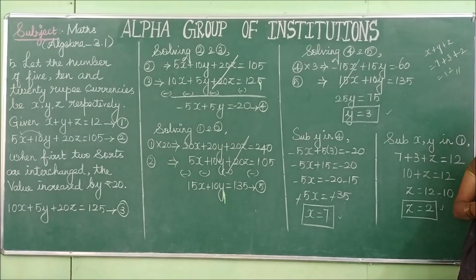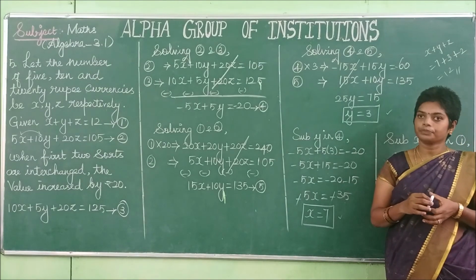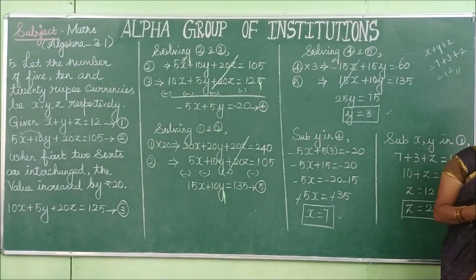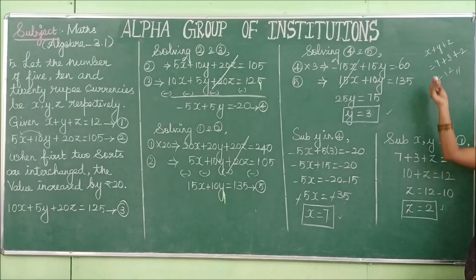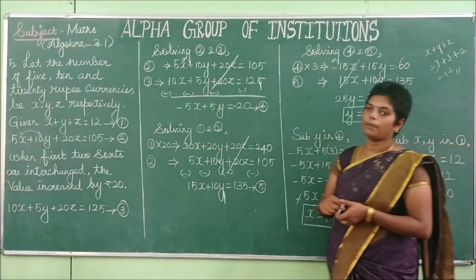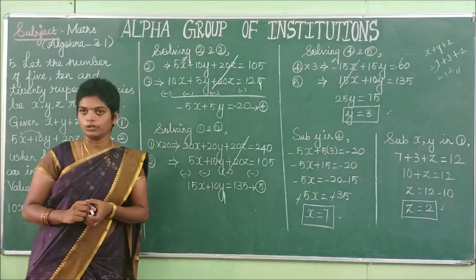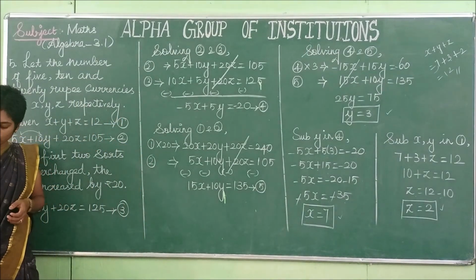Likewise you have to find. And listen, in the question they asked you to find how many 5 rupee coins, how many 10 rupee currencies and how many 20 rupee currencies. So you have 7 5 rupee currencies, 3 10 rupee currencies and 2 20 rupee currencies. For each and every theoretical problem, you have to read the question once or twice, then only you get the clear solution. So read the question carefully, look at the book.